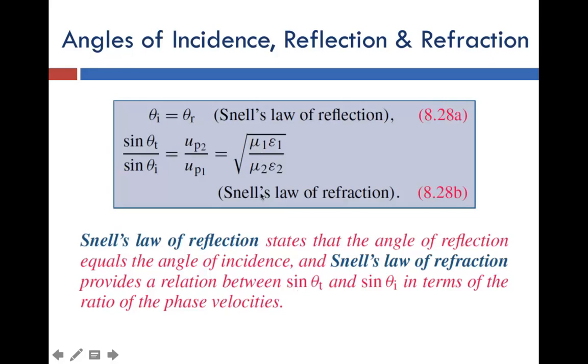And as you can see, the transmitted and incident angles are related depending on the relative values of the material properties in media 1 and the material properties in media 2. And so the angle can either bend more toward the normal or more away from the normal, depending on whether media 2 has a higher or lower relative dielectric constant.